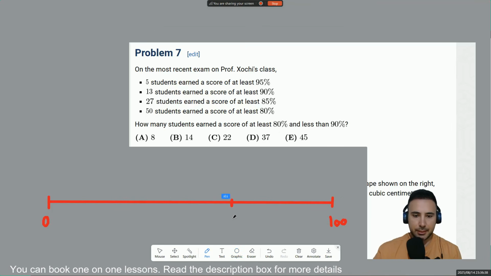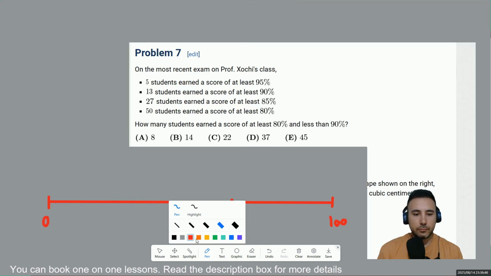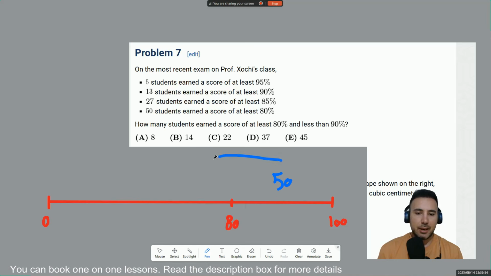And for example, this is 80. Okay, good. Now here it says 50 students earned a score of at least 80. That means 50 students are here. How many students are here? Irrelevant. Who cares how many students are here? We have no information.